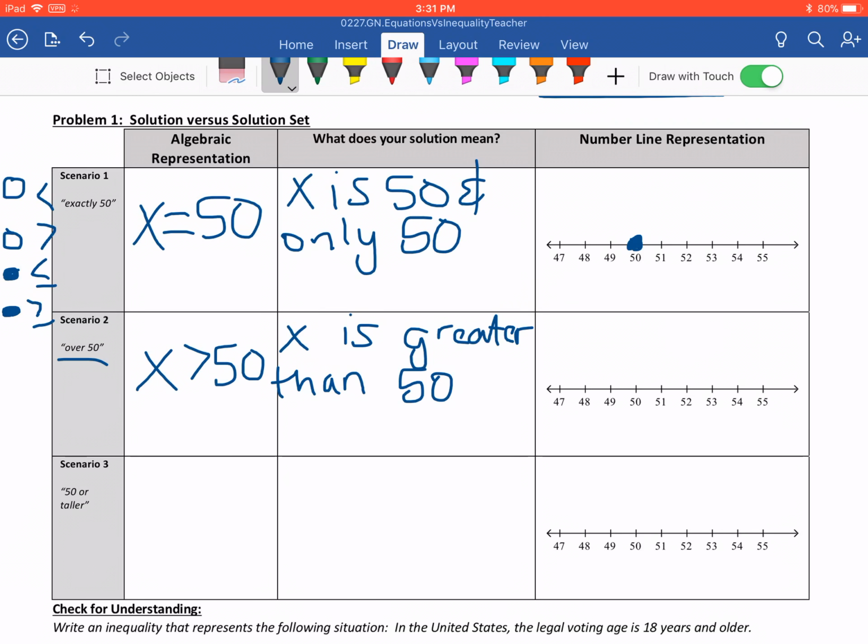And the way that we plot this, we go back and we look at our chart. If x is greater than 50, greater than uses an open dot. So I'm going to do an open dot on 50. And then it says x is greater. So I ask myself, which side is the number line getting bigger on? The left side is less. The right side is greater. So I would shade the right-hand side because that's where the numbers get bigger. Or I could draw an arrow this way.